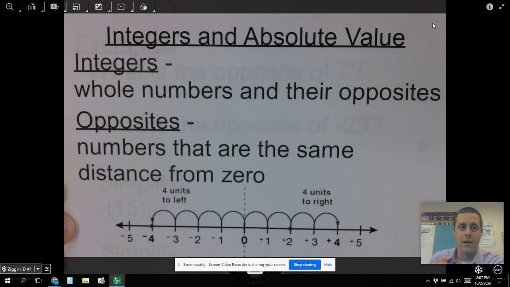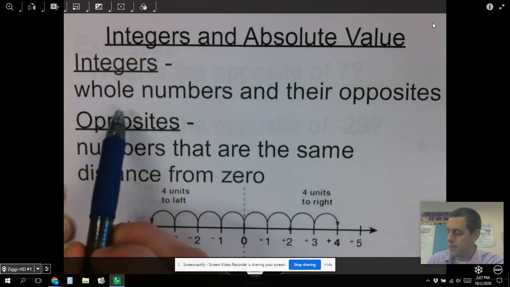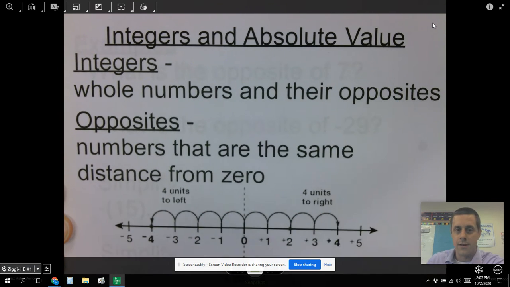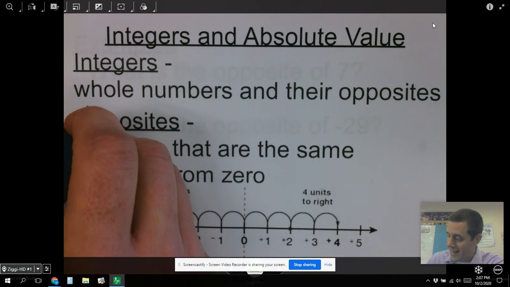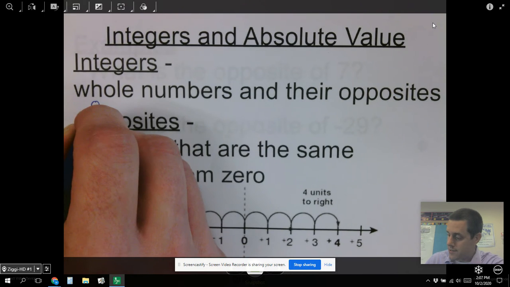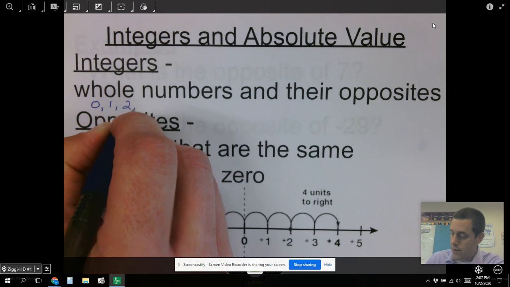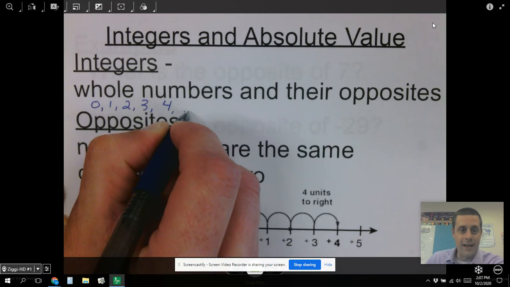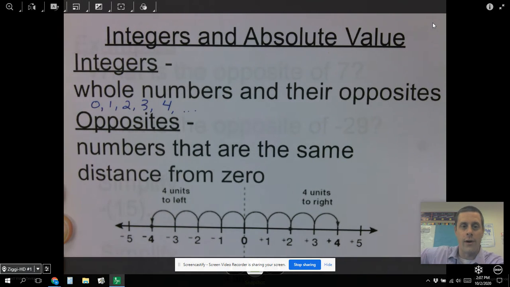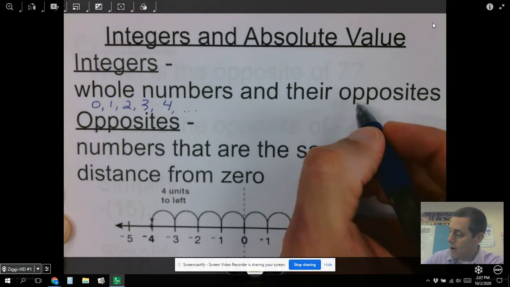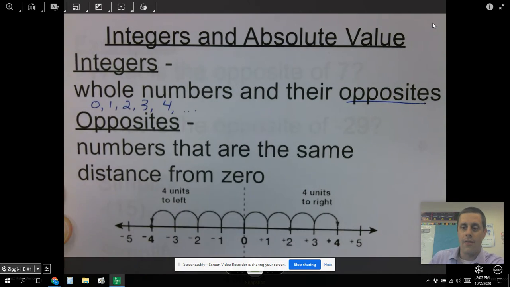I hope this is a word most math teachers have used or you've heard in a math class in years prior. Essentially, an integer is a whole number and their opposites. Whole numbers are numbers starting at 0 and counting up: 0, 1, 2, 3, 4, and so on. They will continue forever all the way to positive infinity. And then their opposites would be the negative versions of those numbers: -1, -2, -3, all the way to negative infinity.